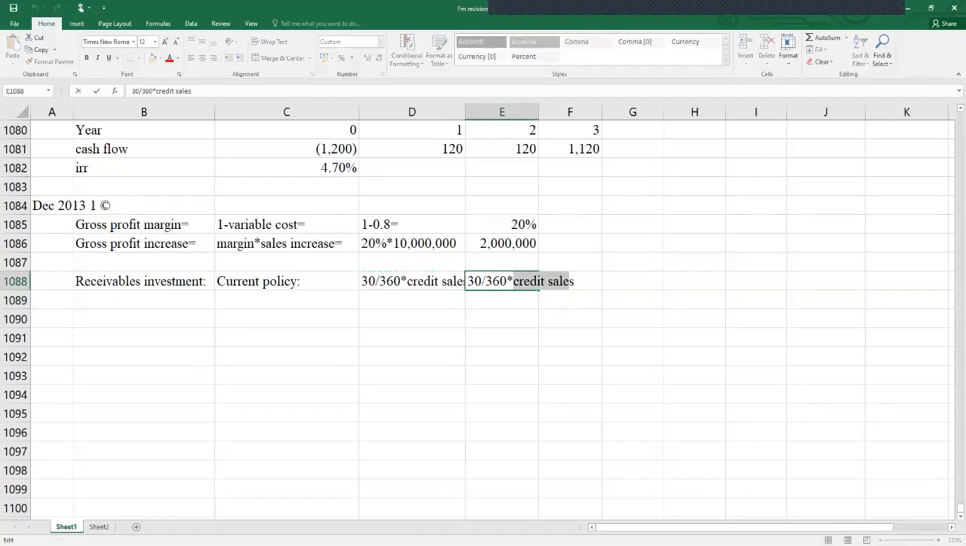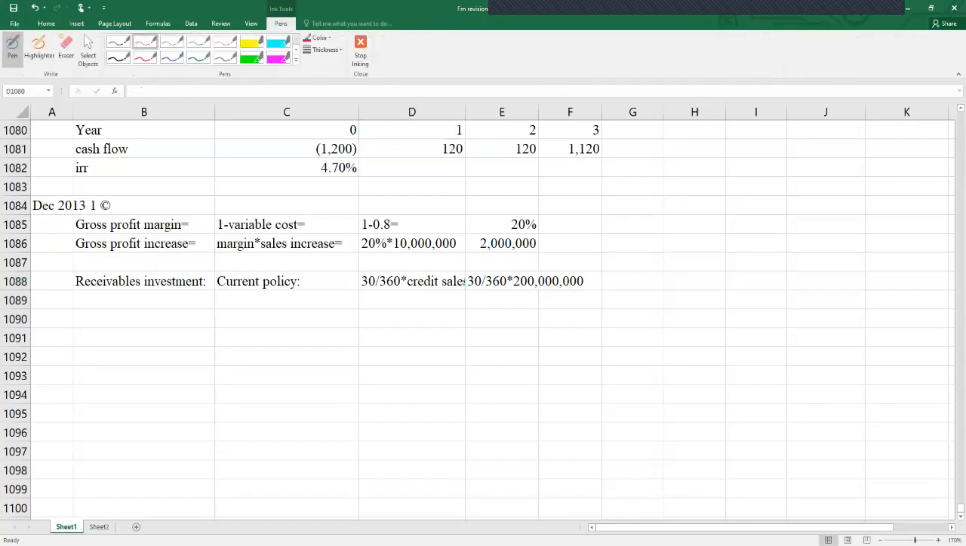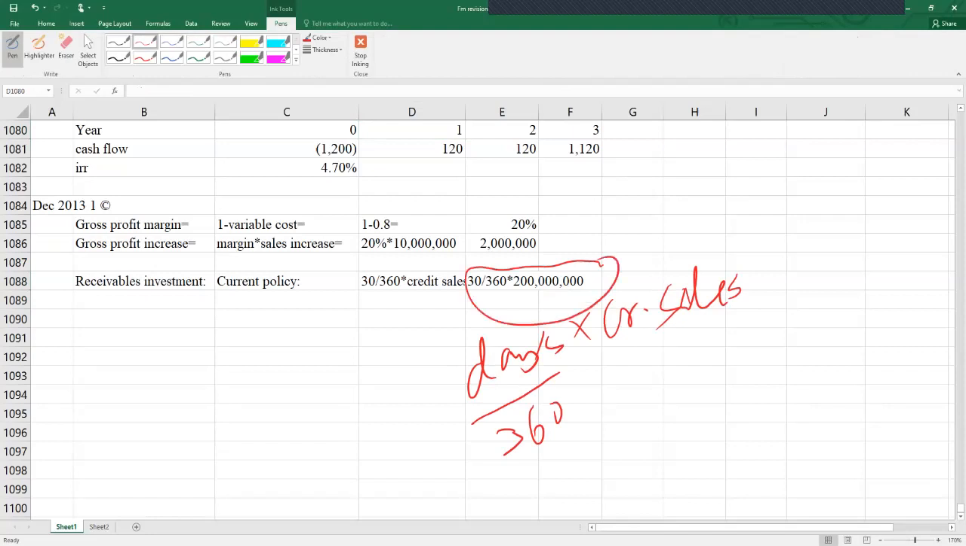Therefore, credit sales is 200 million. We multiply by 200 million. That's the idea. Therefore, the investment the company makes towards the current customers is 30 out of 360, times 200 million. Don't forget the number of days. Just to remind you of the formula for the receivable investment: the days you give your customer out of 360, multiplied by the current credit sales. It's similar to what I've done here: the number of days, 30, over 360, times 200 million.